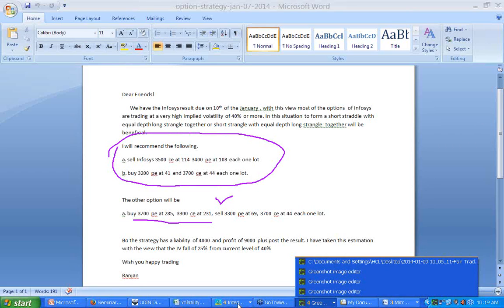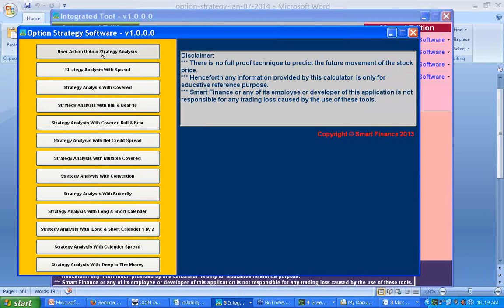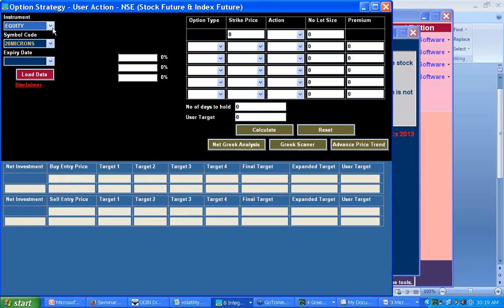So just to demonstrate one small thing here. Suppose I am going to initiate the same thing here. I am going for a strategy on that same Infosys. So what are the parameters I need? Whenever you are forming any strategy, you need the Greeks.